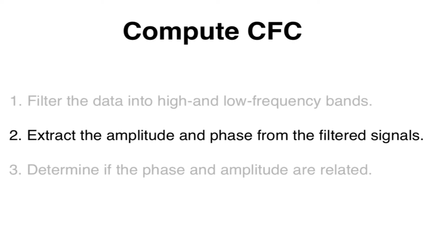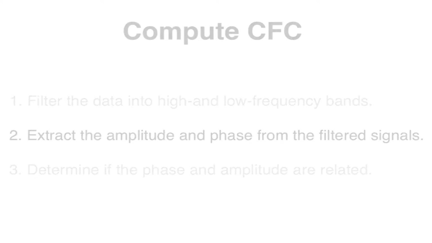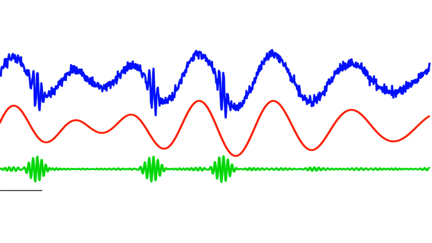The next step in our CFC procedure is to extract the phase of the low frequency signal and the amplitude envelope, or simply amplitude, of the high frequency signal. Let's try to gain some intuition for this operation by considering the amplitude and phase for an example signal.